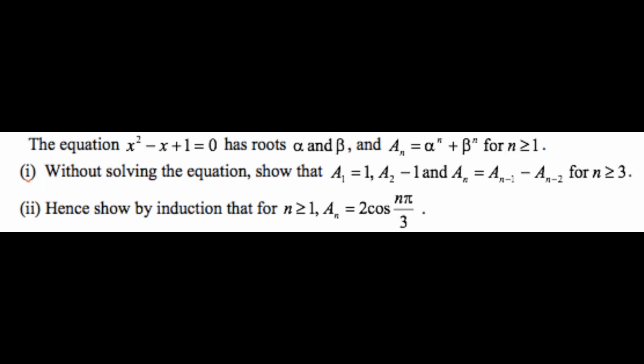And then part 2 says, hence, show by induction that for n greater than or equal to 1, a_n equals 2 cos(n pi on 3). So the word hence there gives us a clue that the recursive relationship we will show in part 1 is going to help us to then do this induction.